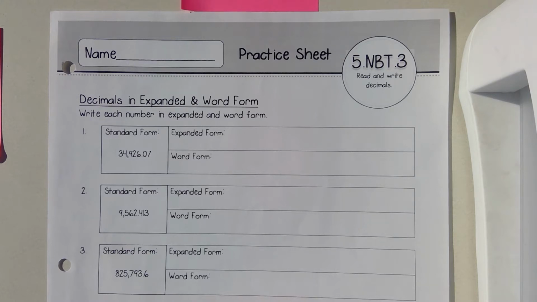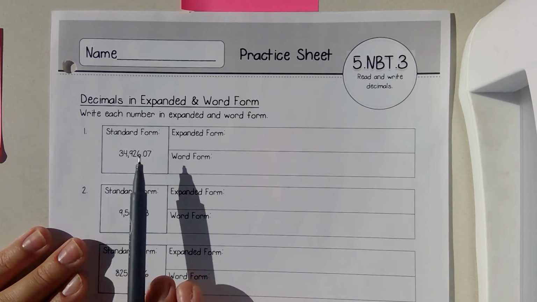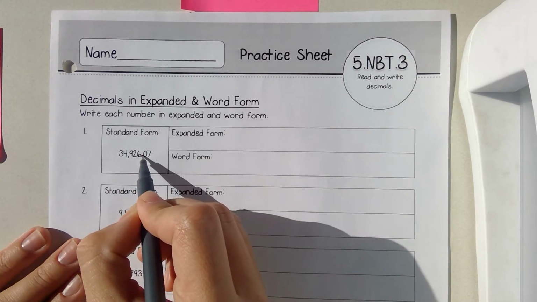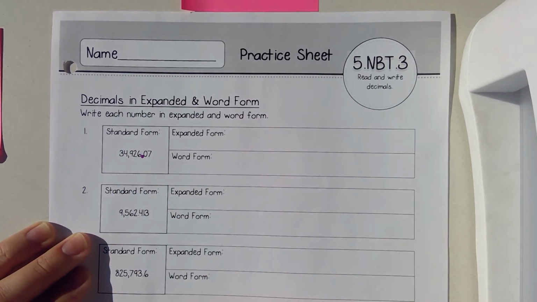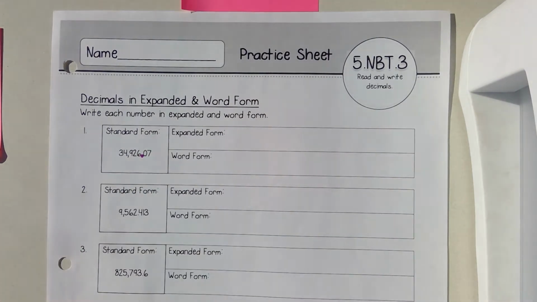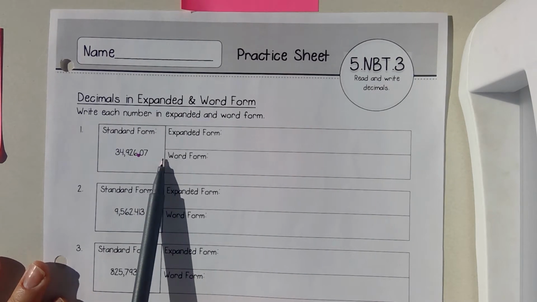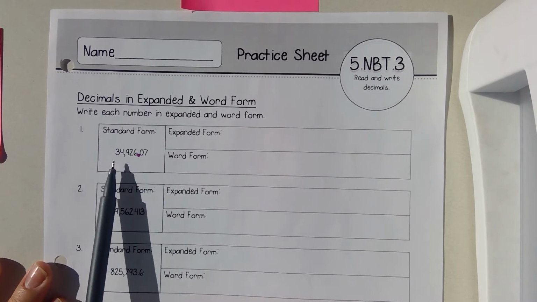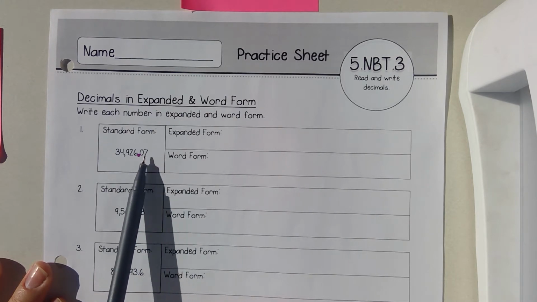Guys, we're going to do this practice sheet, which is asking you to expand decimals and write them in word form. So it gives you a number in standard form. So here you notice that this is the decimal. I always like to make my decimal larger than what it is so I don't look over it. So here I know everything to the left is a whole number where everything to the right is a decimal. So I would say this as 34,926 and 700.